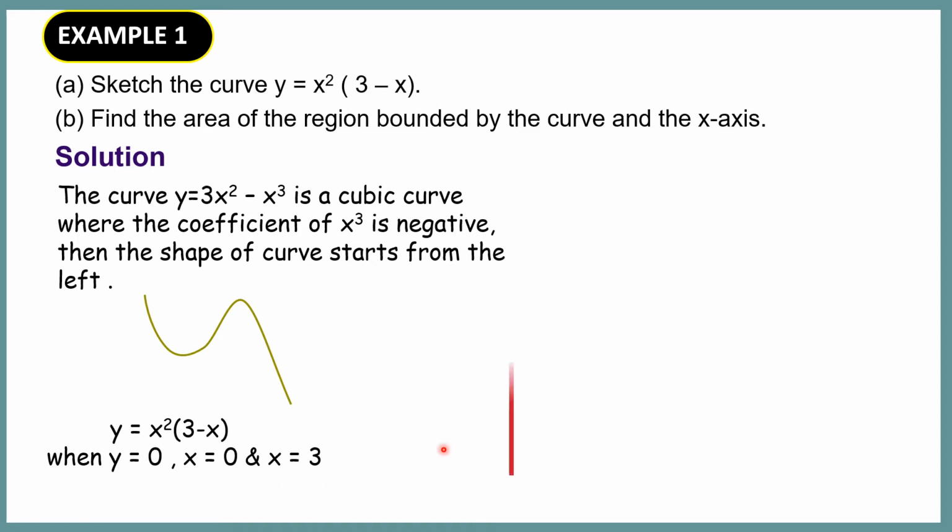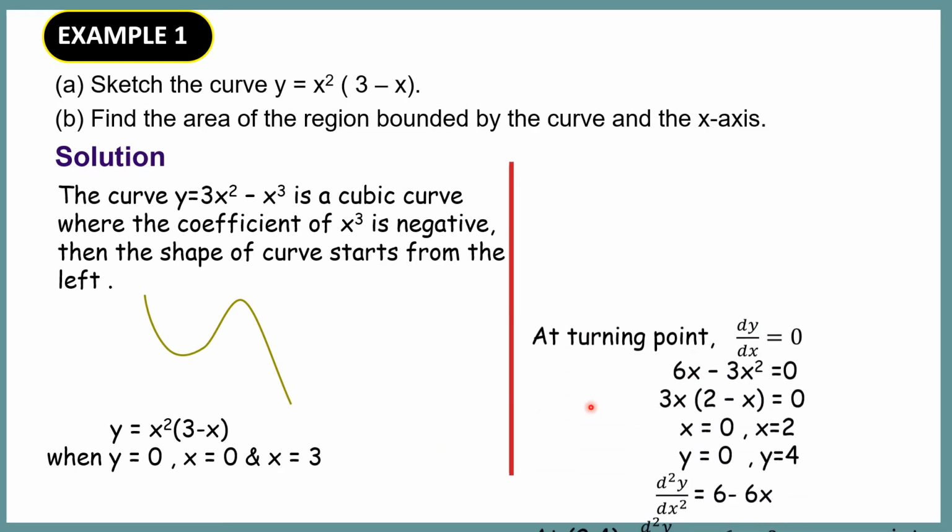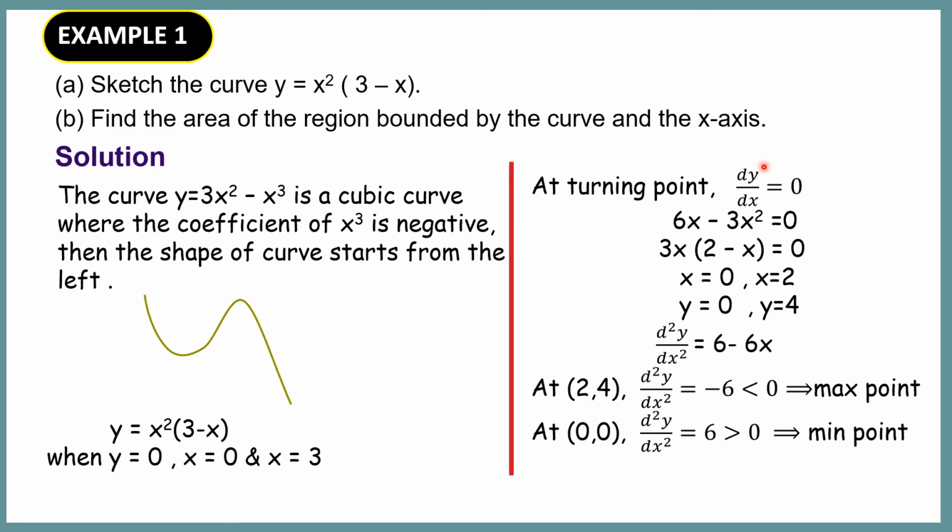Next, find the maximum or minimum point if any. So first, find the turning point. At turning point, dy/dx is 0. dy/dx is 6x minus 3x squared. Factorizing it, we have x equals 0 and x equals 2. When x equals 0, y is 0. When x equals 2, y is 4.